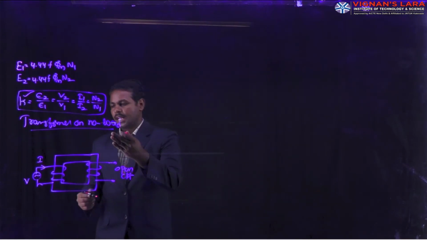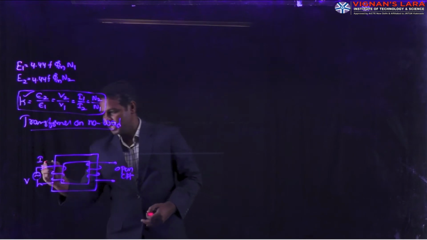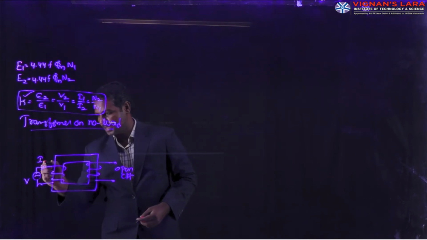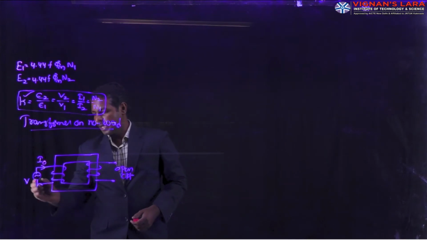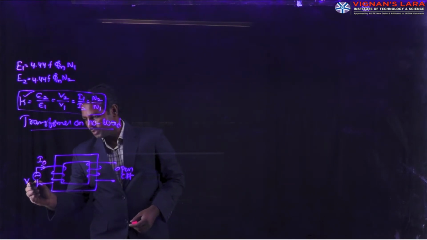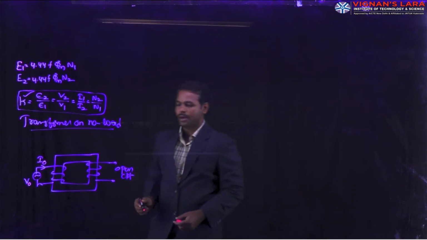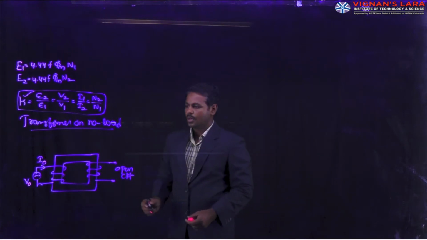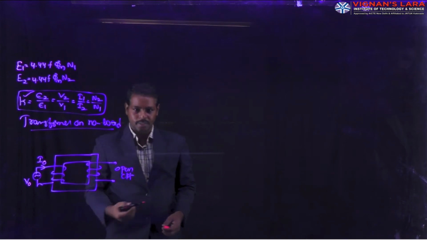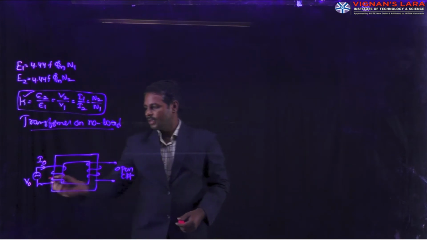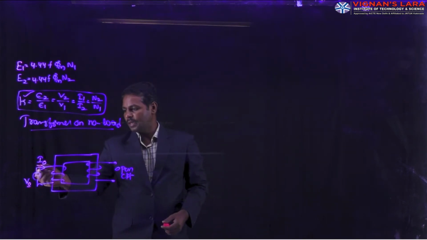The transformer operating on no load condition means whatever current is drawn from the supply is denoted by I0. The corresponding voltage is V0. So I0 and V0 are always indicated as the no load conditions. So the no load voltage is V0 and the current is I0.